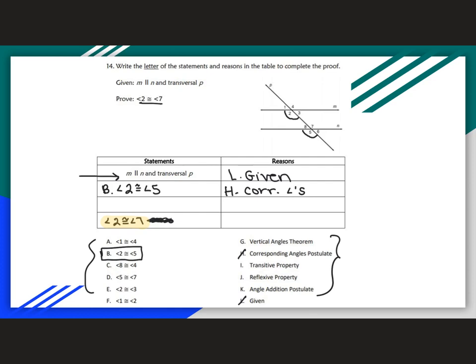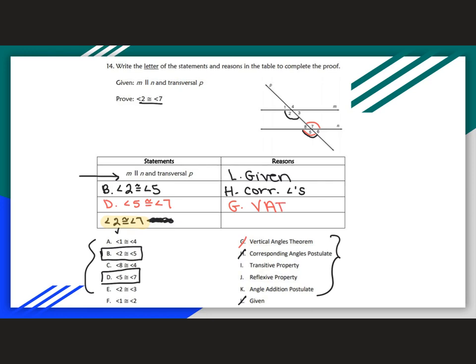Now, I've used the 2 part here, so now I'm going to look for something that involves angle 7, and I'm seeing that angle 5 is congruent to angle 7, so I'm going to look and see if that's true. So here's 5, here's 7, it is true, so D, angle 5 is congruent to angle 7, and those are vertical angles. So G, vertical angle theorem.